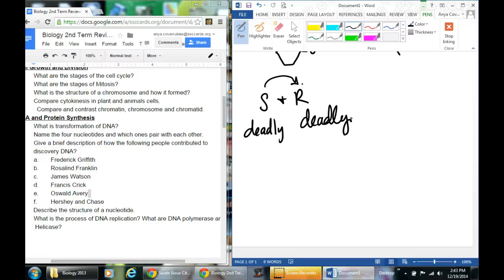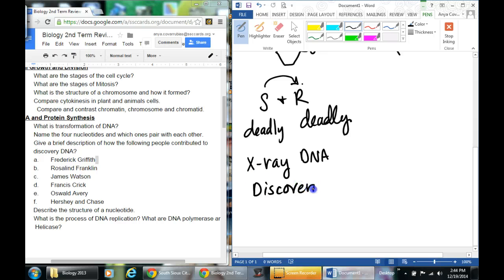Rosalind Franklin, she was the one that took the picture with an X-ray. So she took an X-ray picture of DNA, and this helped Watson and Crick, who's next on our list. They were credited with the discovery of DNA in 1953. Watson and Crick.